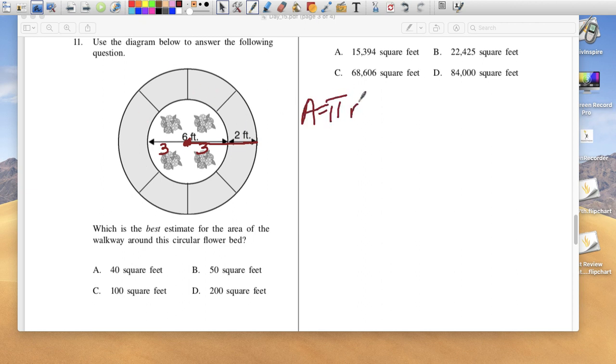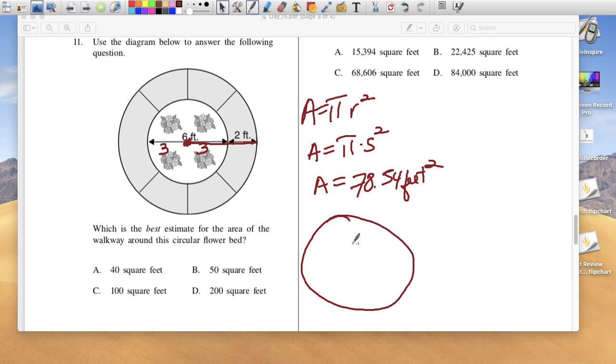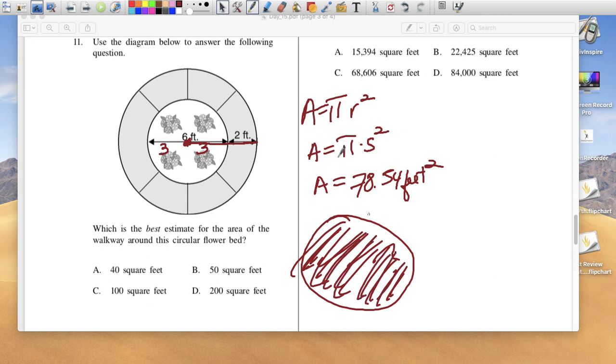So A equals pi r squared. A equals pi times 5 to the second power. A equals 25 times pi, which gives me 78.54 feet squared. Now, I have this big circle, which includes everything. But I'm not interested in the area of the whole circle, which is what I just found. I'm interested in the whole thing minus this part in the middle. I want to take that part in the middle out.